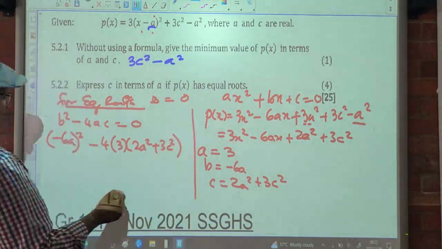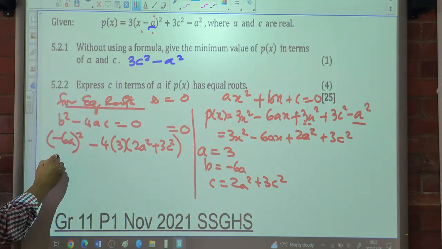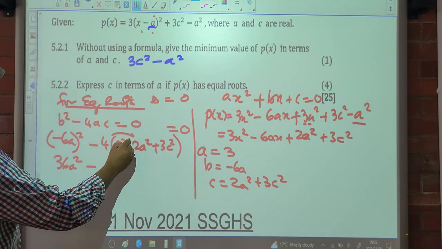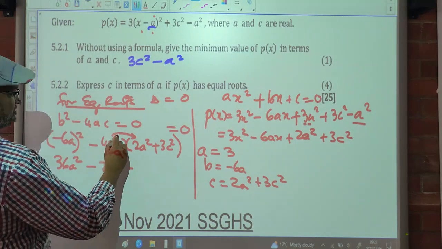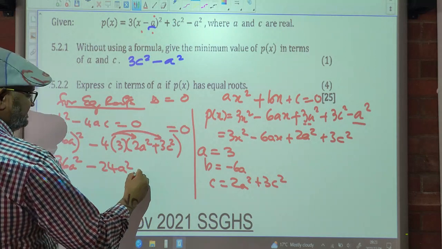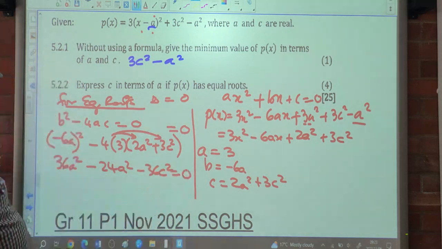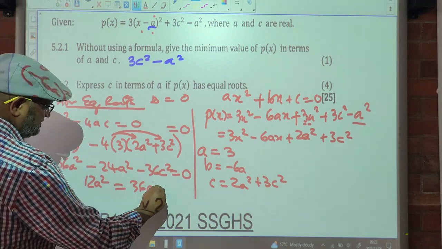Alright, so let's carry on. So that's going to equal 0. So this is, of course, 36a squared minus 12 times 2 is negative 24a squared. Negative 12 times 3, negative 36c squared equals 0. So of course this is going to give you 12a squared, not so? It's equal to 36c squared.